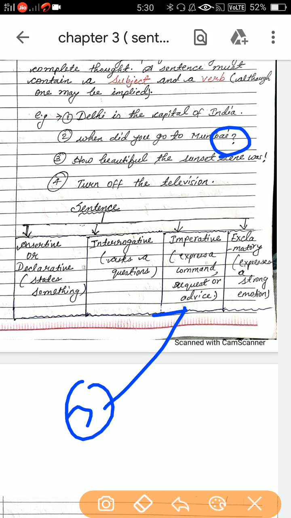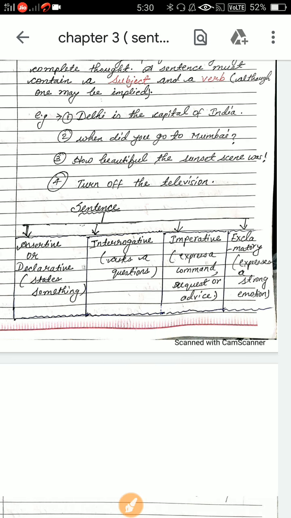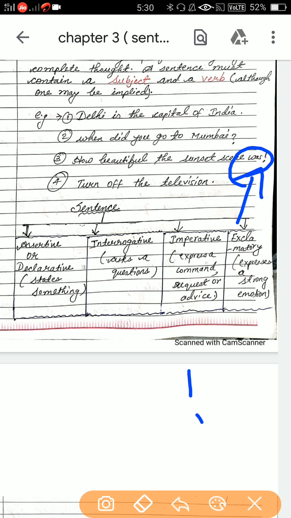Number three is the imperative sentence. It expresses a command, request, or advice. For example, turn off the television. Here it expresses a command. Number four, exclamatory sentences express strong emotion. We have seen in example number three, how beautiful the sunset scene was. It generally ends with an exclamation mark.